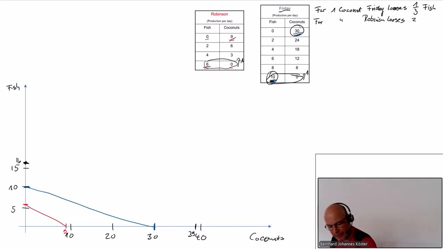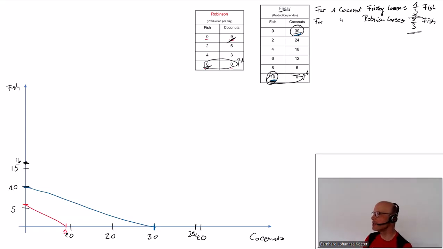2/3. Great. Because here we have the exchange ratio 9 over 6. Well, and now we are assuming they are working together, so they are talking to each other. So they produce for both their demands. And then it should be clear that at this point, Friday should start in the production of coconuts. Because then overall they are losing less fish compared to the situation if Robinson would do it.